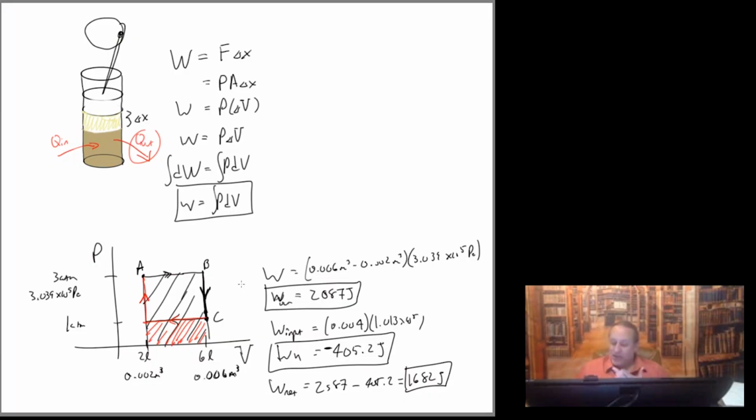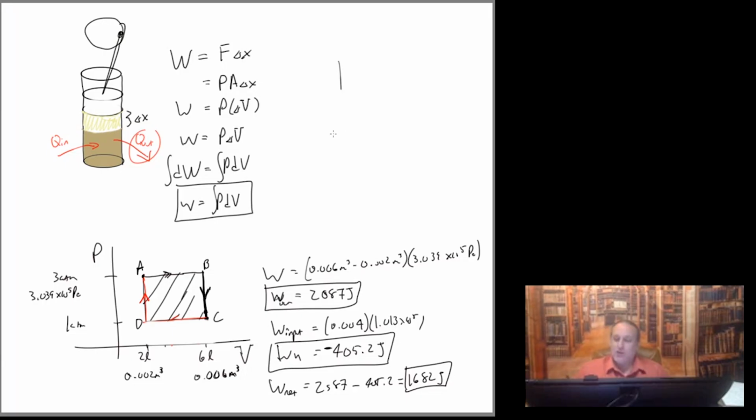Now, let me draw your attention to something here. When I found the net work, I basically took the black area that goes from A to B and I subtracted the red area that's going from C to, I didn't label it, but C to D. And so essentially this part of the area just cancels out, and all I really got was the area enclosed by the cycle. And that's generally true no matter what the shape of my cycle is.